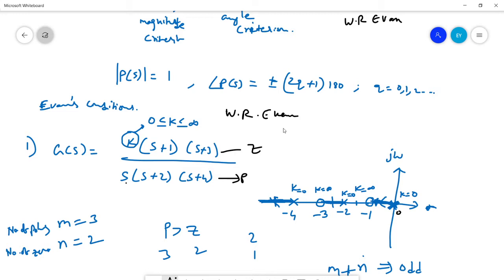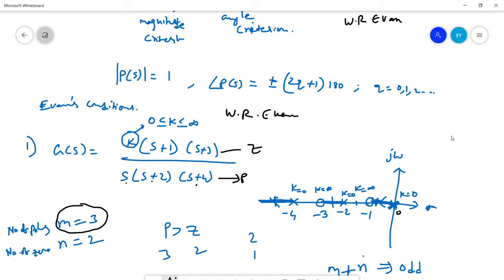So consider G(s) here. G(s) is equal to K times (s plus 2) times (s plus 3) divided by s times (s plus 2) times (s plus 4), where the numerator gives zeros and the denominator gives poles. So how many poles and how many zeros are there in this case? We have 3 poles: s at origin, s equal to minus 2, s equal to minus 4. So n equal to 3 poles and m equal to 2 zeros: s equal to minus 1 and s equal to minus 3.